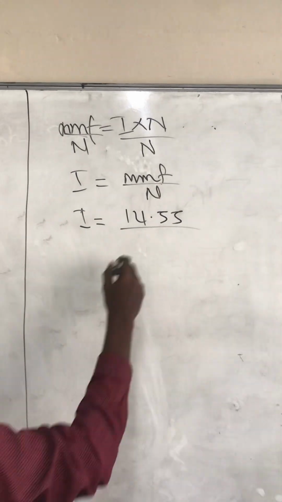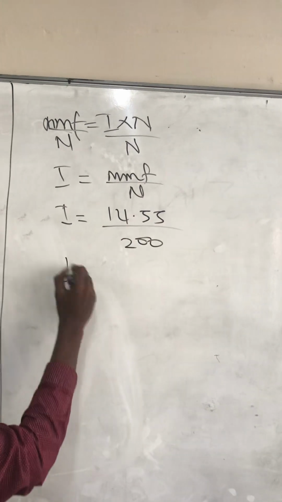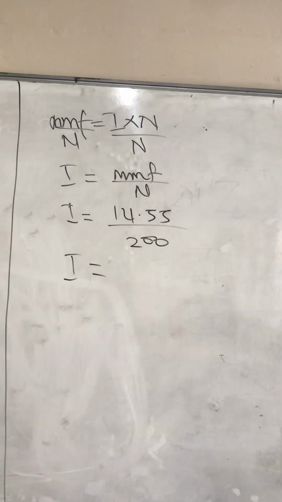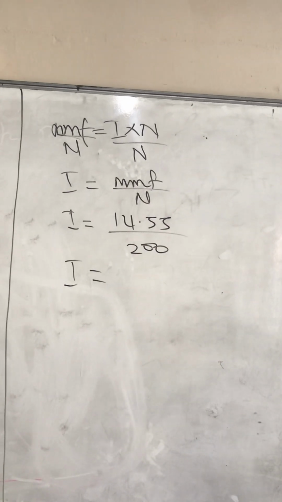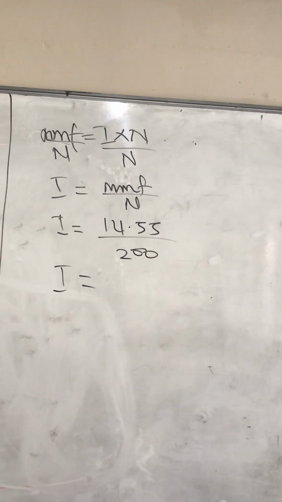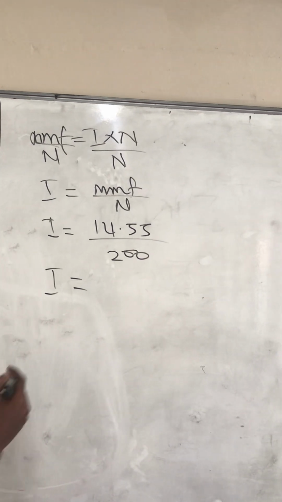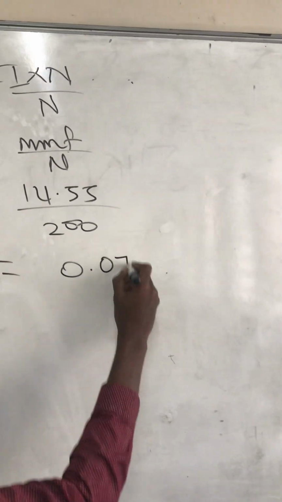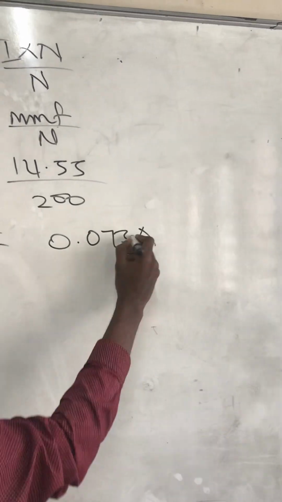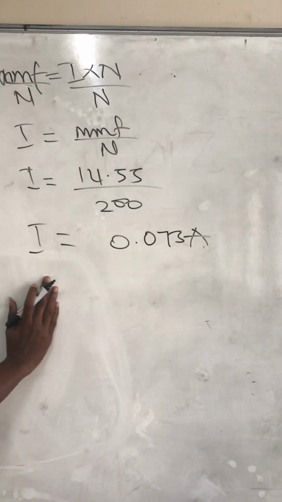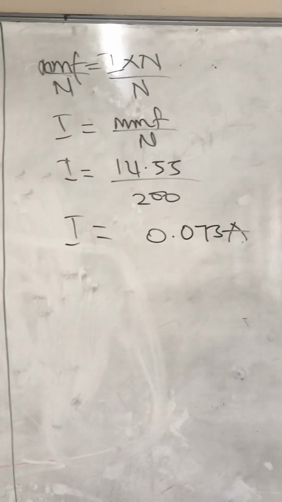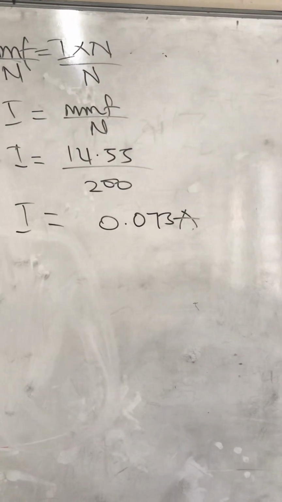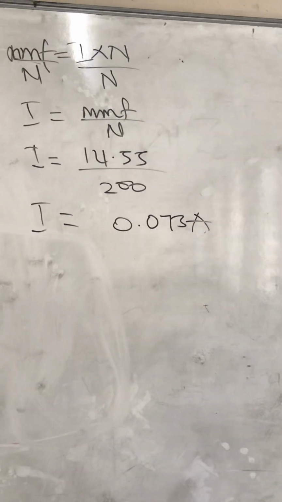So divided by 200, current will be equals to 0.073 amps. So this is our calculation. The final answer for the current is 0.073 amps.